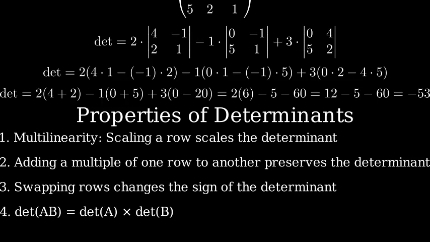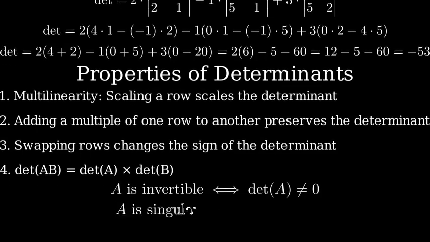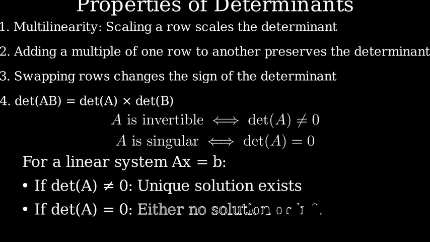One of the most important properties of determinants is their relationship to matrix invertibility. A matrix is invertible if and only if its determinant is non-zero. If the determinant is 0, we call the matrix singular, meaning it's not invertible. This has important implications for solving systems of linear equations.